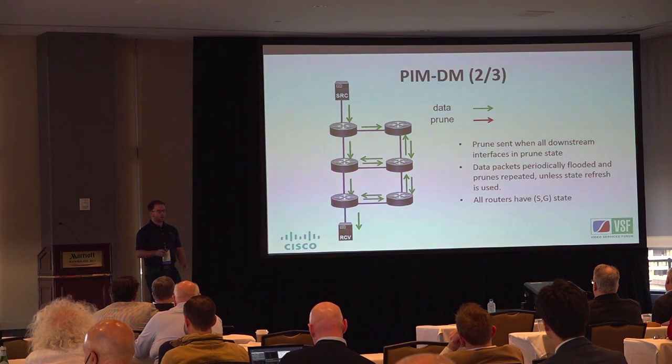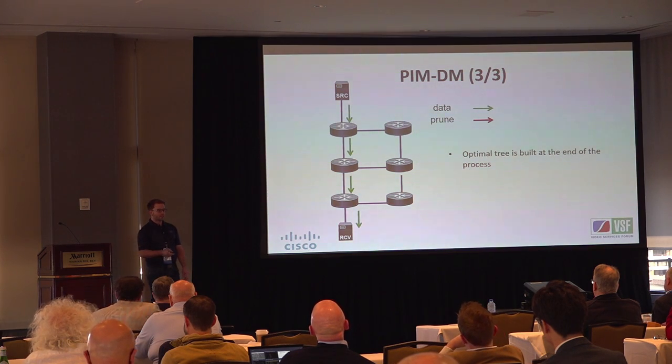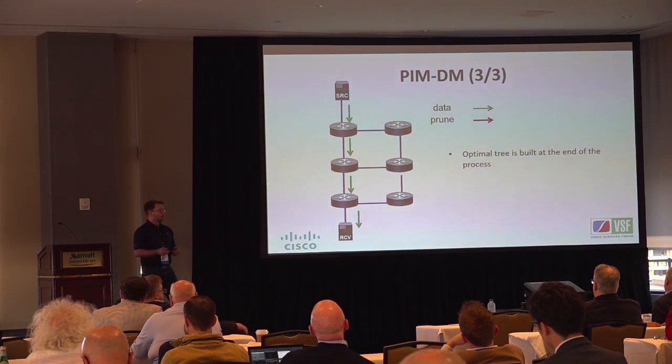And then now all routers specifically have an S comma G state. So here we can prune our tree and have only the data tree that is actually required for that receiver. Now, this is not just management messages or anything like that. This is your actual multicast data that gets flooded everywhere. At the end of it, you do have your optimal tree, which is what we want, but it took a lot of time to get there and a lot of multicast data.